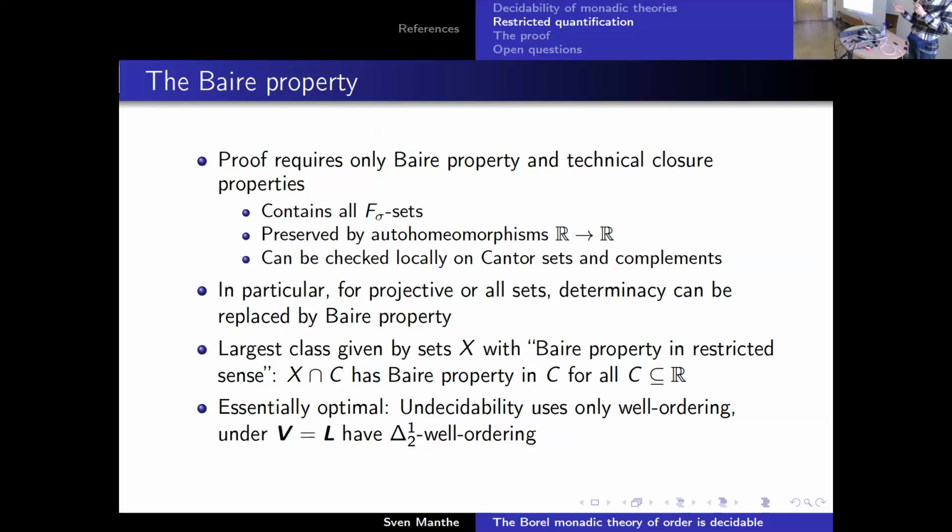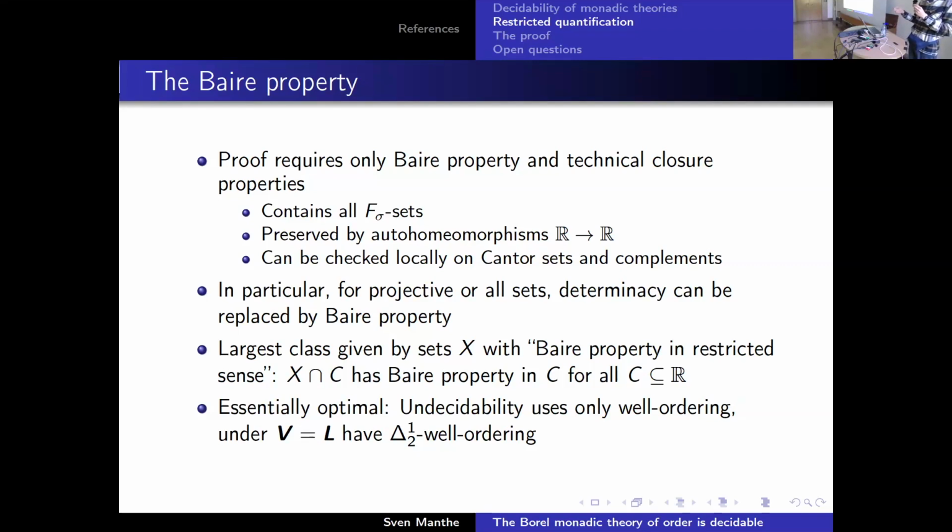And we would also like everything to be somehow preserved by autohomeomorphisms of the reals, or at least order automorphisms of the reals, which is essentially the same, because the theory cannot distinguish this. And actually, what will be important, the proof that we can check things locally on Cantor sets. So if we have a Cantor set in the reals and the complementary intervals, and the sets are nice, for example Borel, with respect to all those parts of the partition, then we want them to be nice with respect to the entire thing for our proof to work.